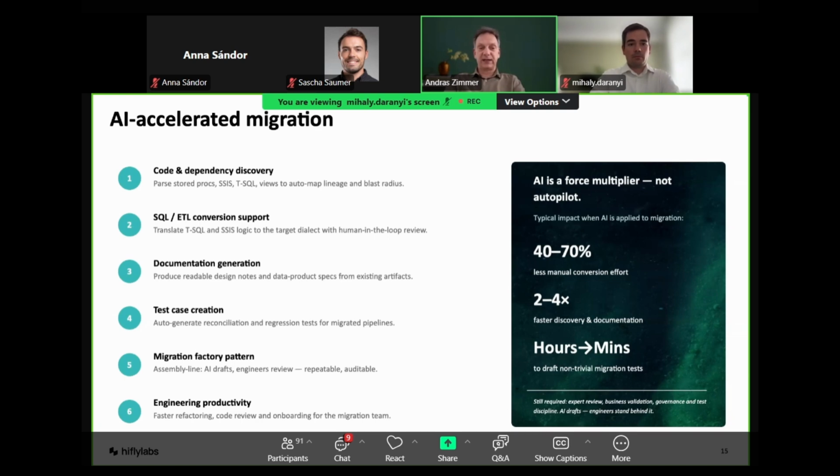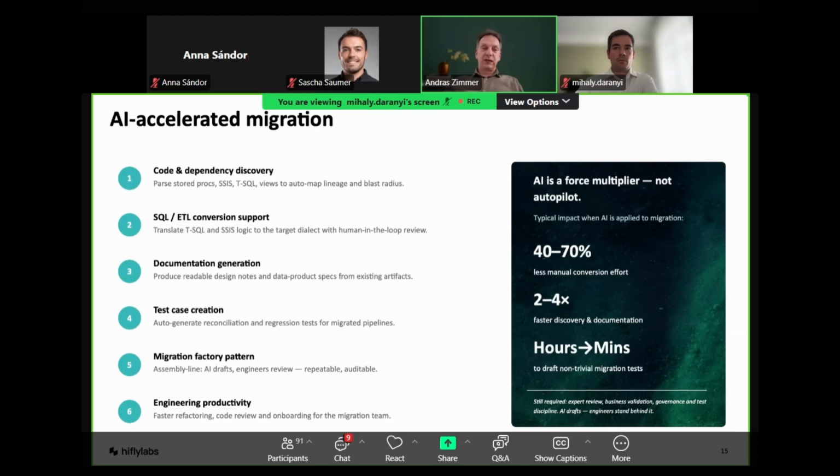Then it can help with test case creation or selection of data that can best test the pipelines. And it can also generate regression tests for the migrated pipeline.